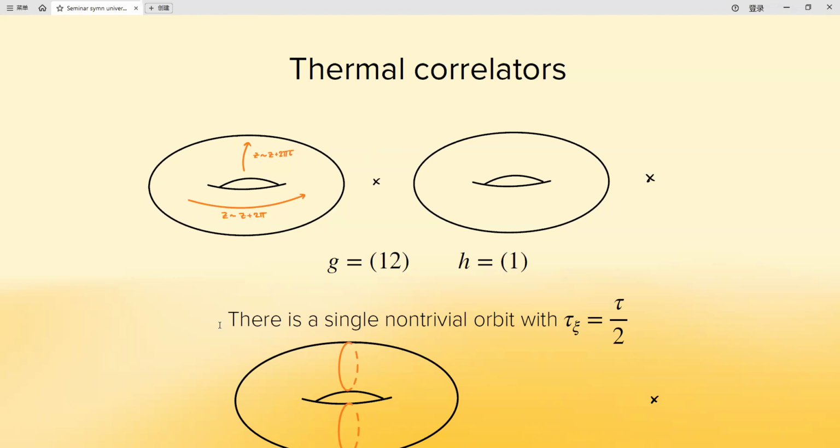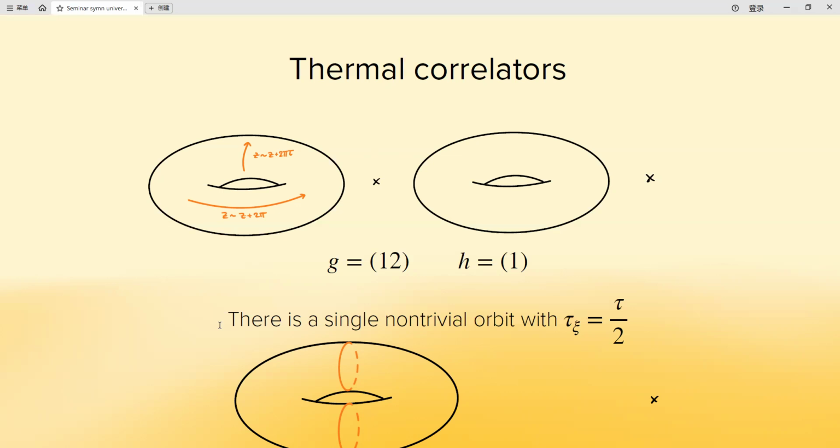That means if you study the orbits, there's a single non-trivial orbit, which comes with modular parameter tau over 2. And the cover surface will look like this: copies 1 and 2 get cut open and glued together in this way. So this side of the torus is what remains of torus number 1, associated to copy 1, and the right-hand side comes from torus number 2. And all the other copies just go along for the ride.